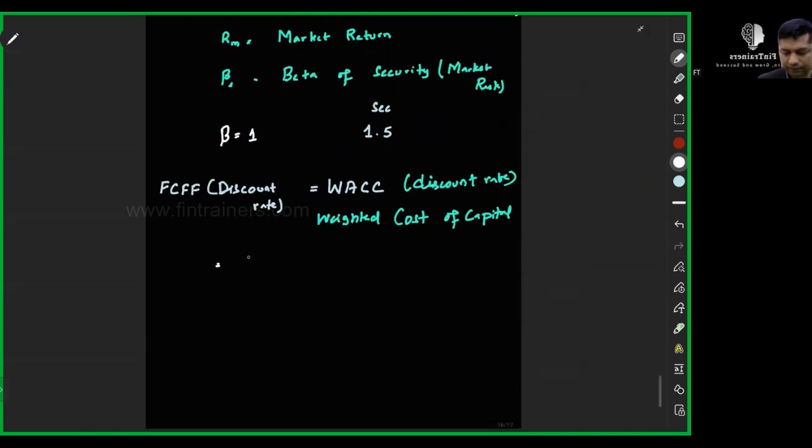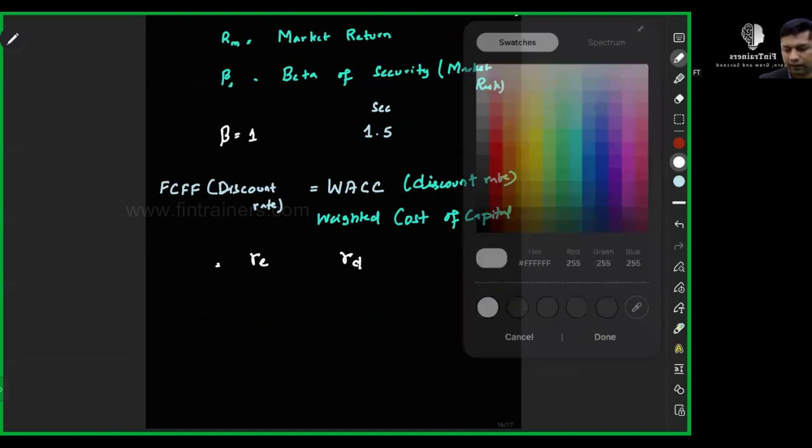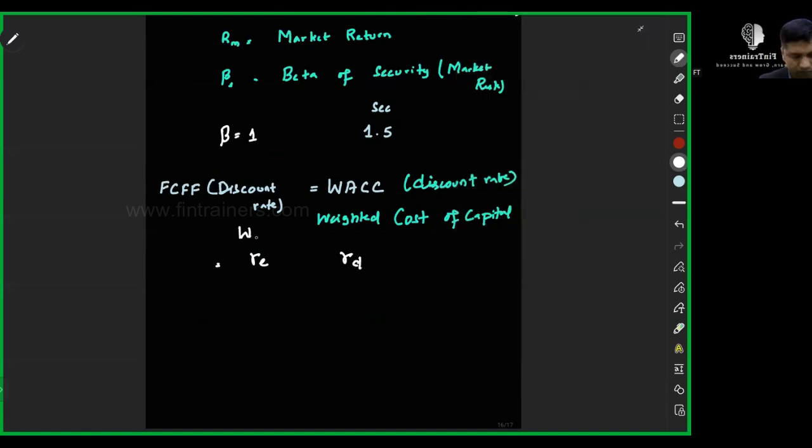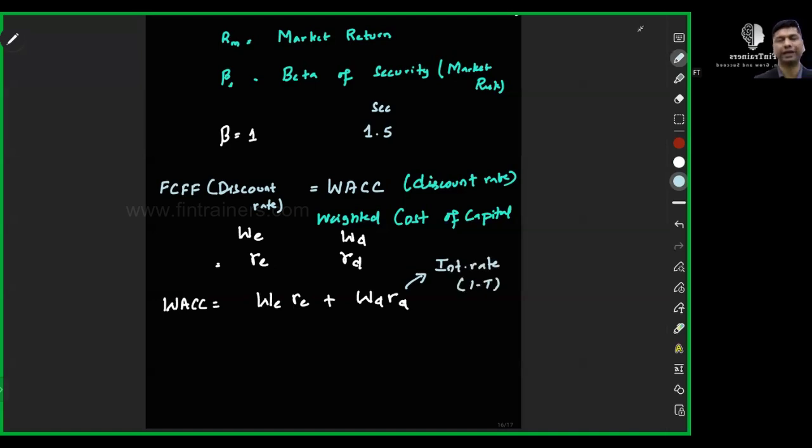So if I tell you that RE is my cost of equity and RD is my cost of debt, and the weight in equity is WE, and W subscript D is the weight in debt. So this is on my equity side and this is on my debt side. My WACC is just the weight multiplied by the cost of equity plus the weight multiplied by the cost of debt. So this cost of debt is basically your interest rate adjusted for tax. So your interest rate multiplied by 1 minus tax rate is your cost of debt.